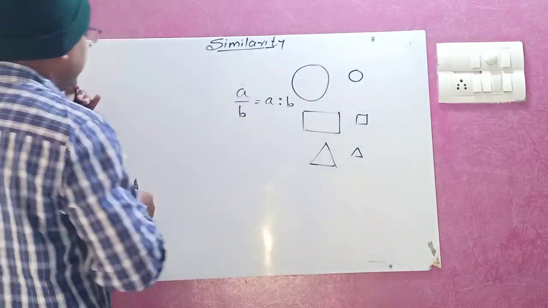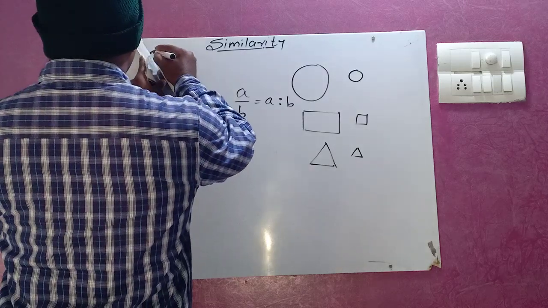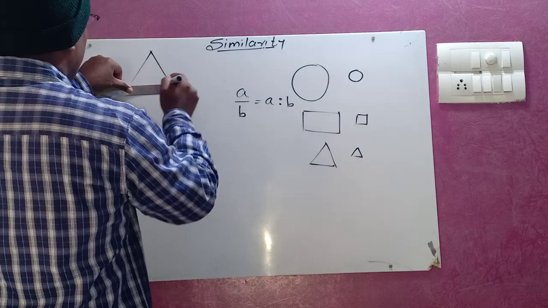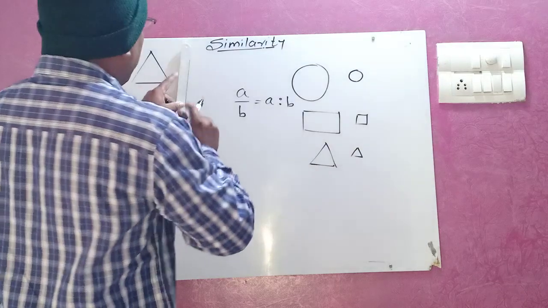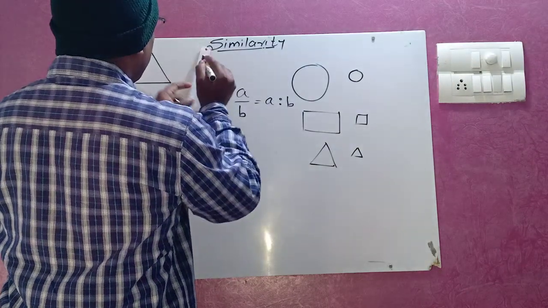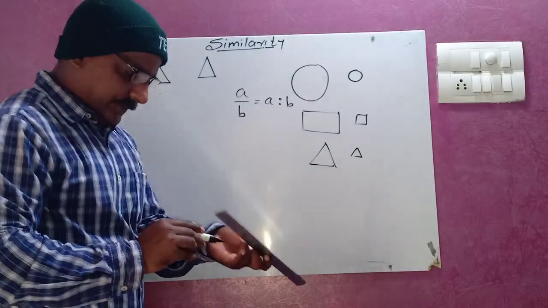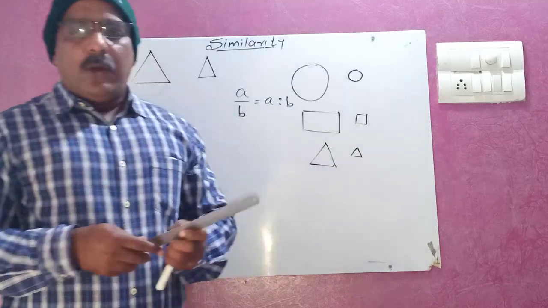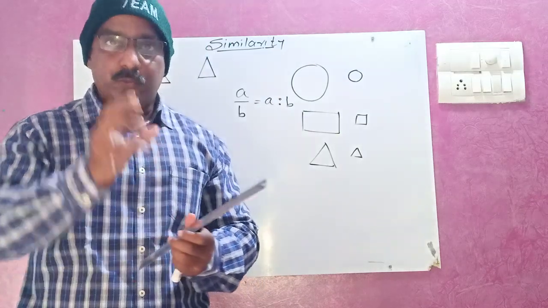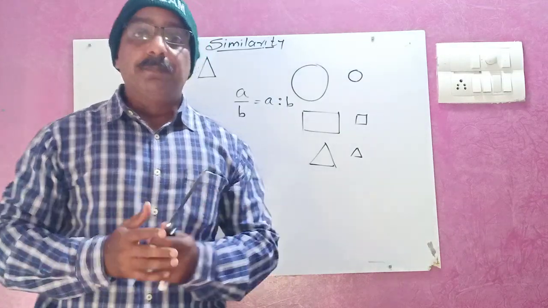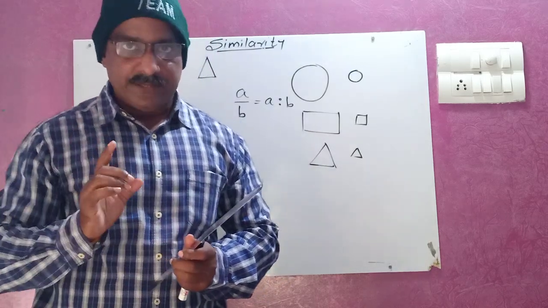Children, just see this. Here we have two triangles, number 1 and number 2. You know how to find out the area of a triangle? For the last 5 years you are doing the same part. How to calculate the area of a triangle. Very simple formula, that is half into base into height.